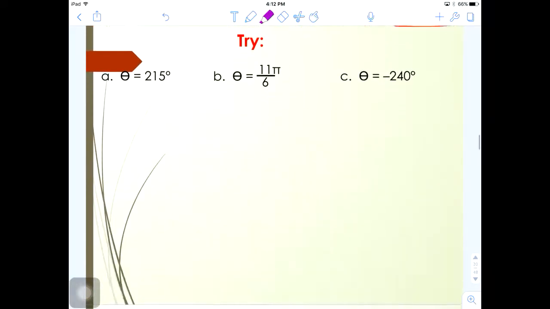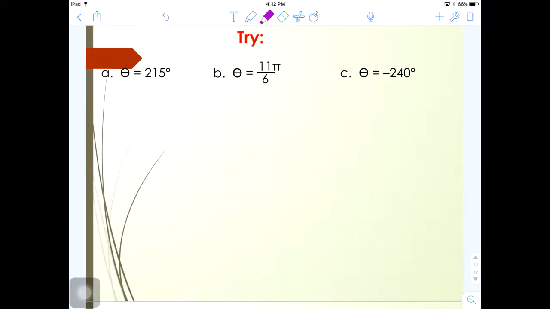It is time for you to practice those skills that you just learned. So go ahead and pause the video, try the problems on your own first, and then come back and check your answers. Hopefully you've had a chance to try the problems on your own. We're going to take a look and see if you got them right.